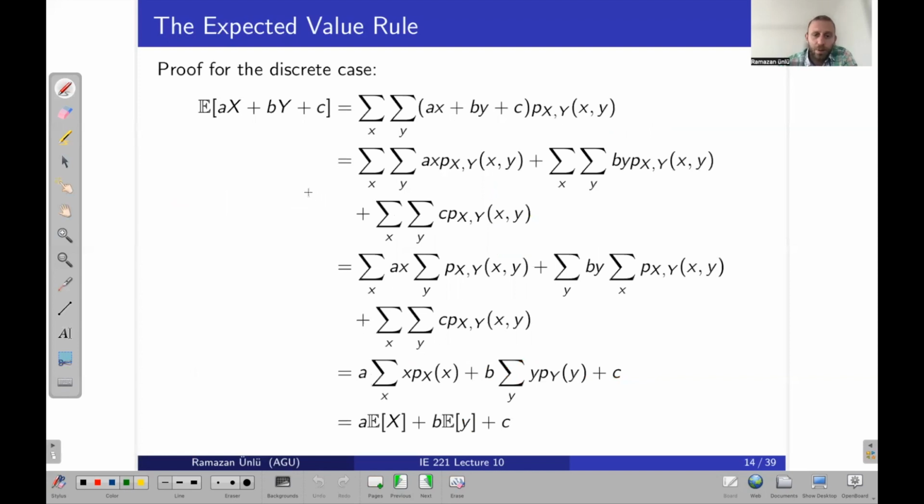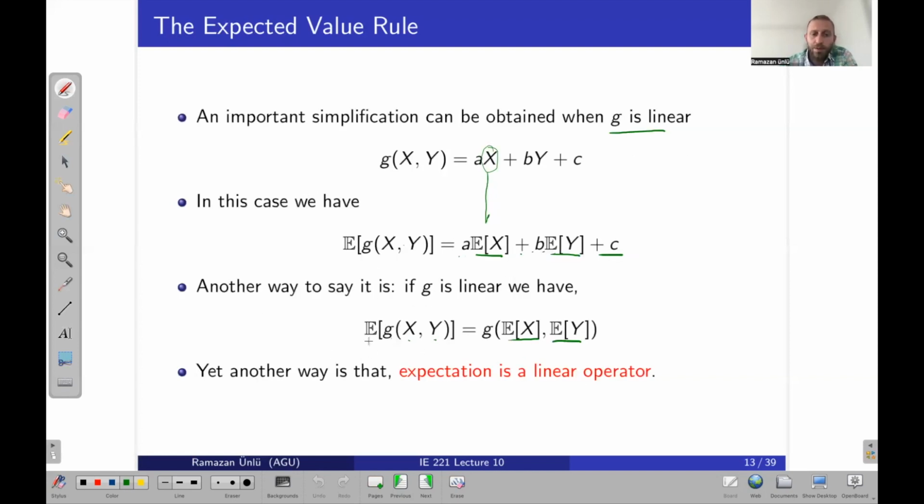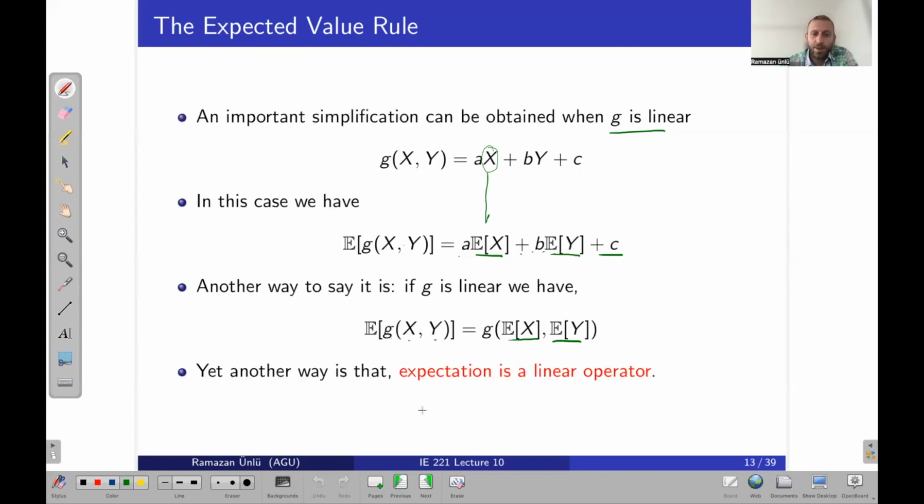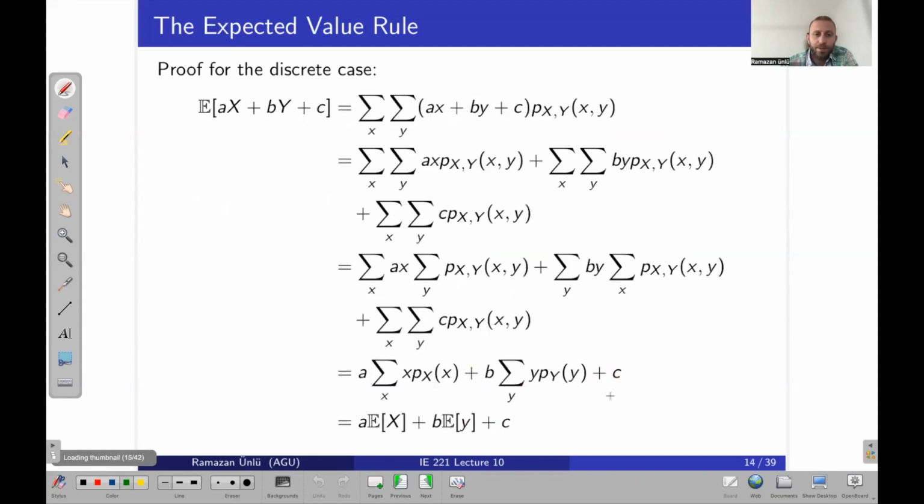Let's say the expected value of g(x, y) is equal to g of the expected value of x and the expected value of y. So we say that these two are the same, right? And also we say the expectation is a linear operator. Let's look at the proof of that. Let's say g is g(x, y). So the expected value of g(x, y).